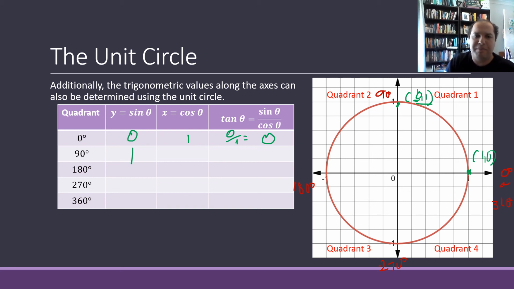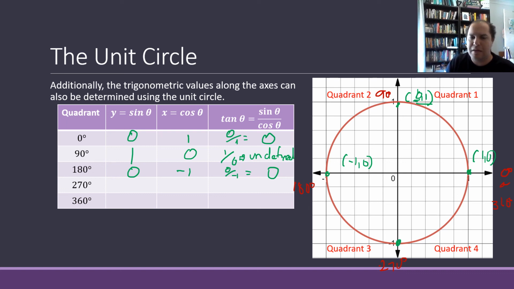the cos, the x value at 90 degrees, is 0. Now, what happens here is quite interesting. Tan will be our sine value 1 divided by our cos value 0, which is undefined. So tan of 90 degrees does not exist. Continuing to work our way around, at 180 degrees the point is -1, 0. So our sine value is 0. Our x value is -1. So cos of 180 is -1. Tan, 0 over -1, is just 0.